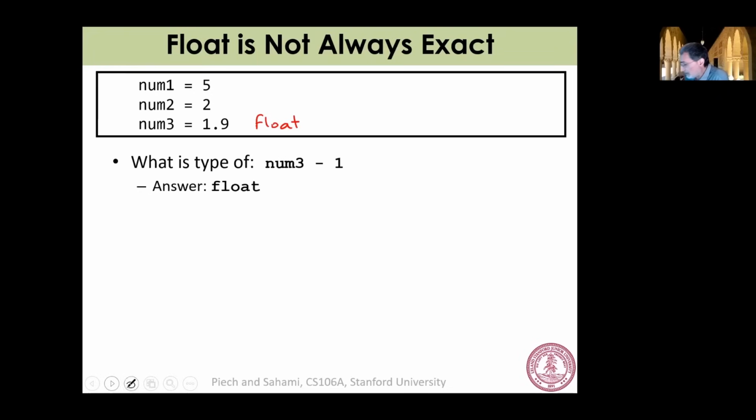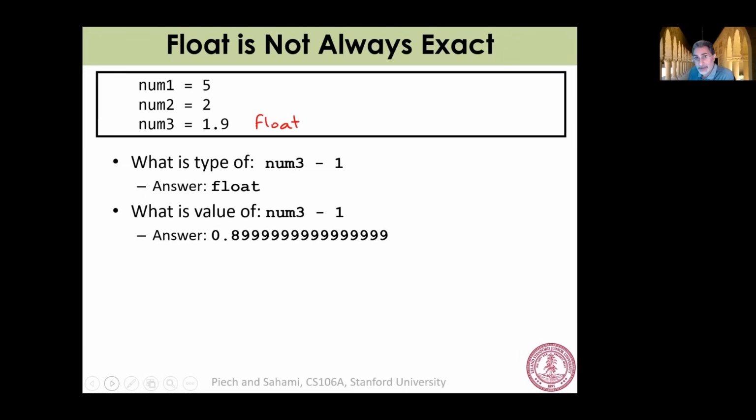Now I could ask you, what is the value of num3 minus 1? And you're like, really? You've got to ask me, what is 1.9 minus 1? Well, 1.9 minus 1 is 0.9. Is it? Not what Python thinks. Python would tell you the answer is 0.8999999, a whole bunch of nines. And you're like, but what? It's supposed to be 0.9.